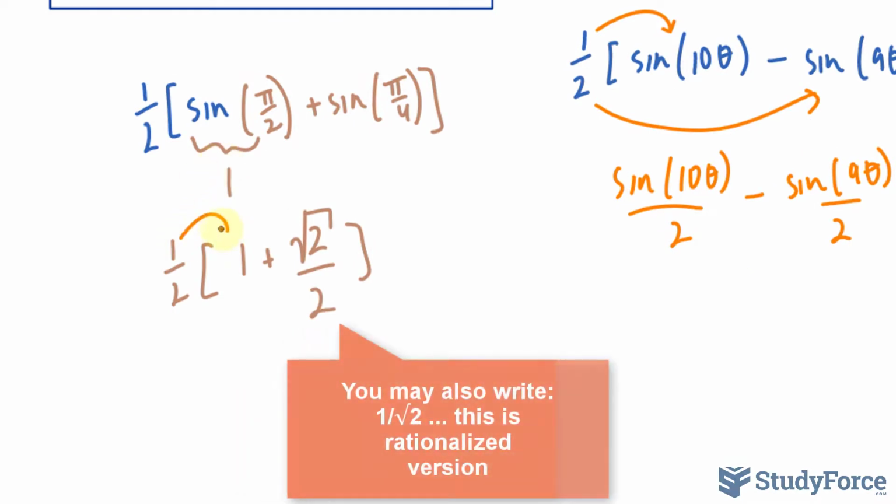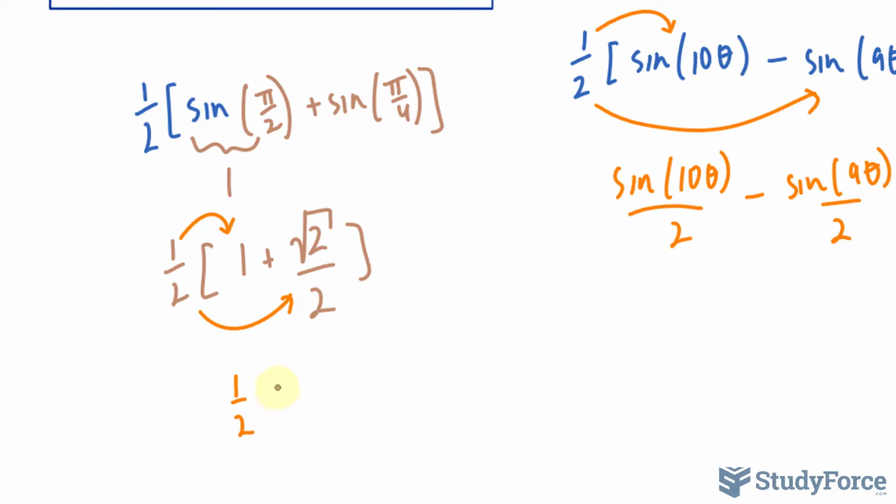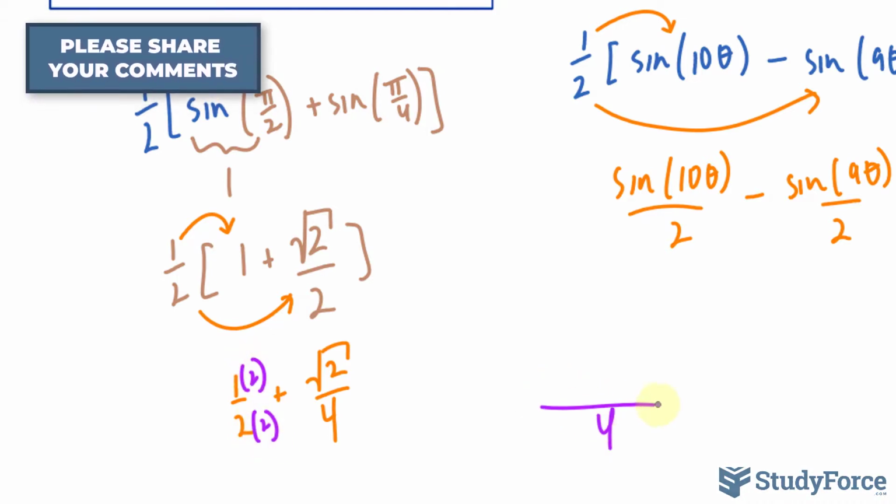Okay, now we expand just like how we did in the first question. We get 1 over 2 plus the square root of 2 over 4. And you can combine this further. The common denominator between these two is 4. So I'll multiply this by 2 and that by 2, and we get 4 as the common denominator, 2 plus the square root of 2.